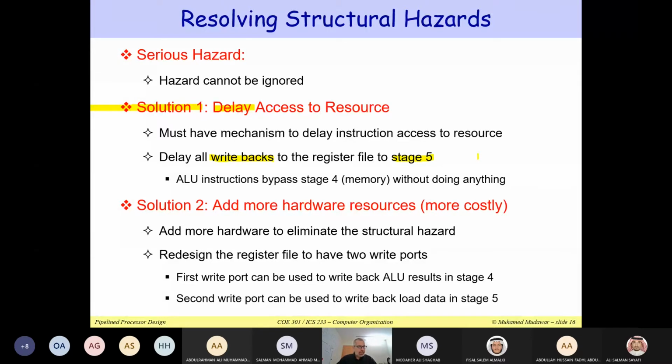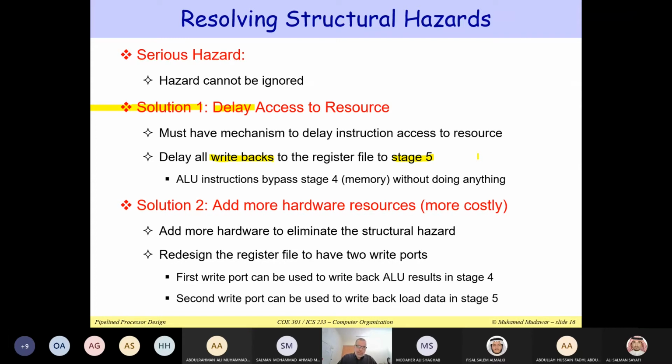We have already done this before, when I introduced the pipeline. So this can be eliminated by design. The way that you design the pipeline, you can eliminate the structural hazard by delaying all the write-backs to be done in stage number 5. That will be a good solution because we are fetching 1 instruction and then we can write back 1. We don't need to write back 2 instructions at the same time during the same clock cycle. So we delay the write back to stage number 5.